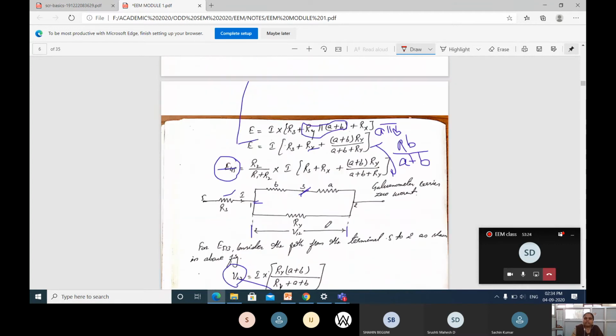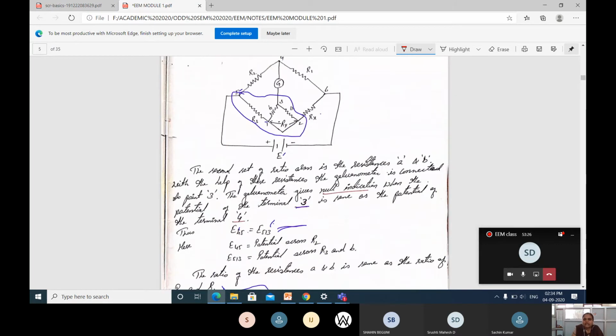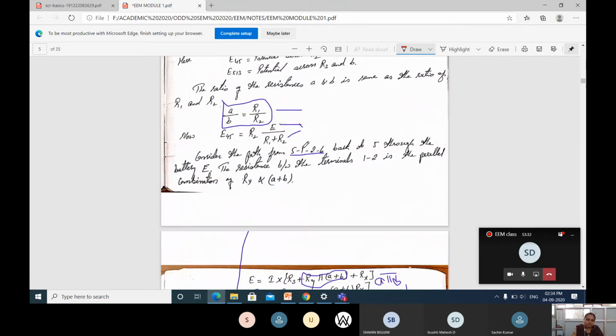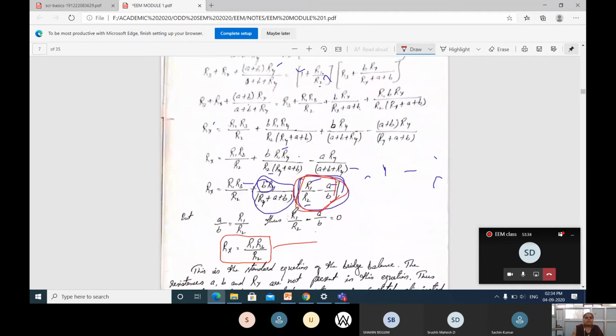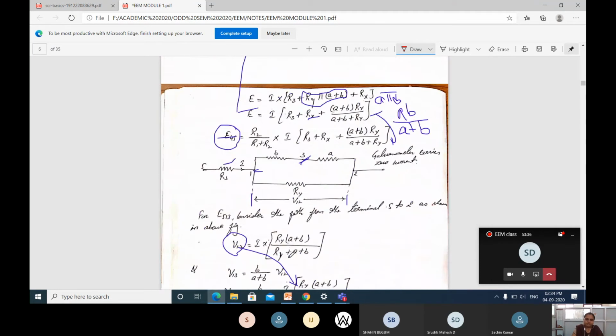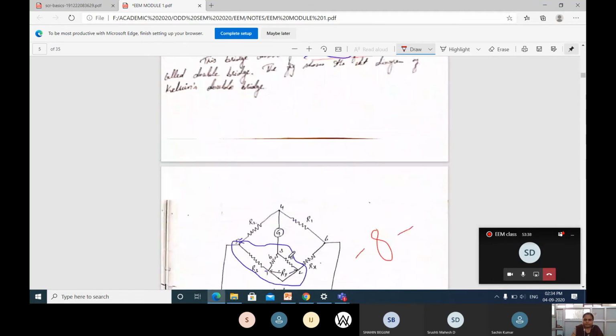Okay, this is about your Kelvin's double bridge. This question will be asked for 8 marks. If you write the construction, solve a problem, and get the balanced condition, this question is for 8 marks. Okay. Now we'll go with the next topic.